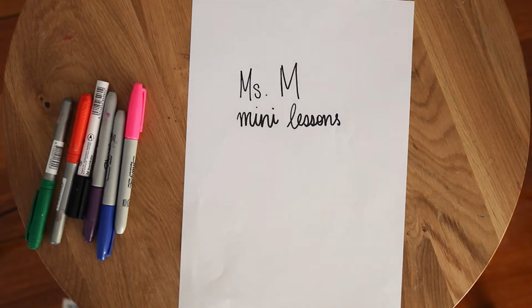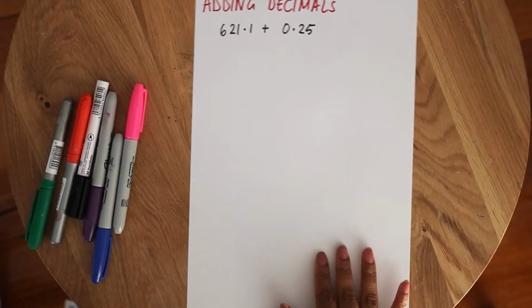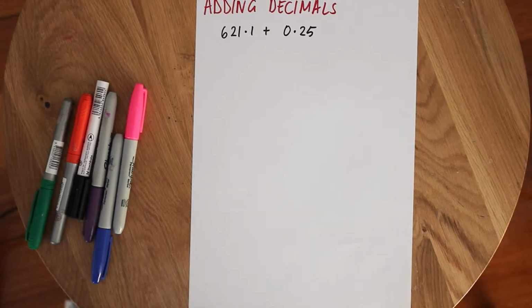Hi everyone, today we will be looking at adding and subtracting decimals. The first example we're going to be looking at is to add our decimals. Now there's a few steps here so that we reduce our errors and that we set up our sum correctly.